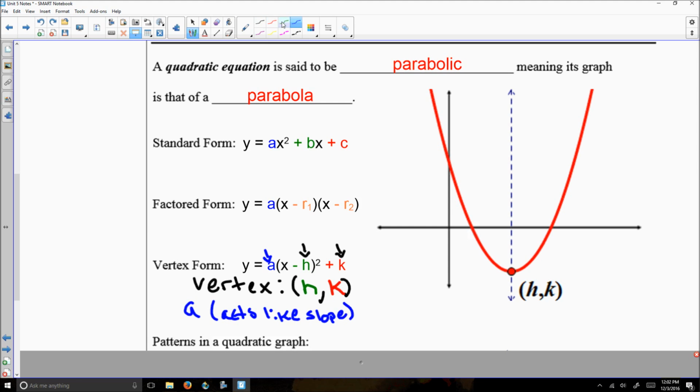But it's a bit different. Because it acts like the slope but isn't technically a slope, we call it a scale factor. Let's see how these things relate to our equation of a parabola.